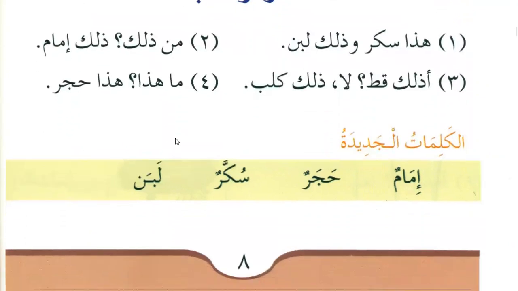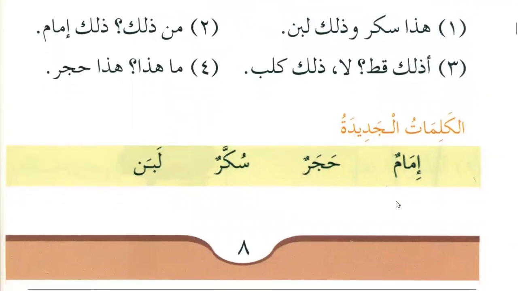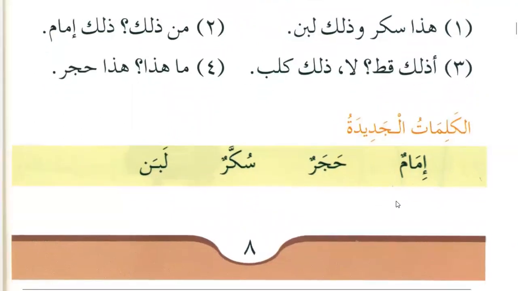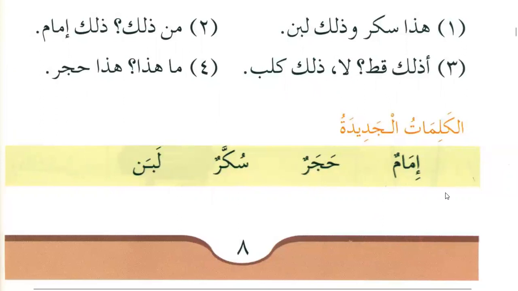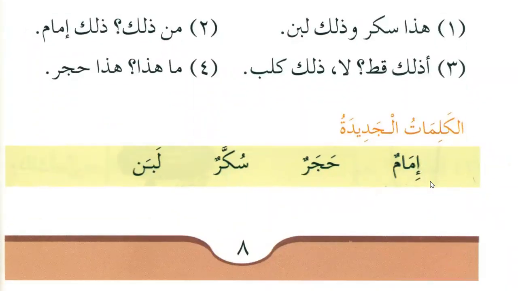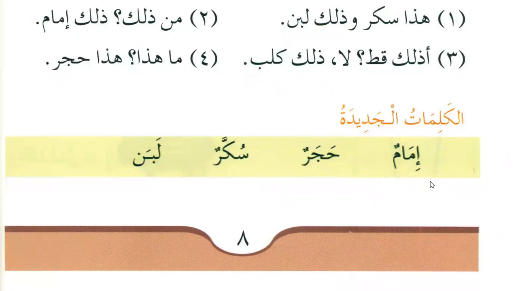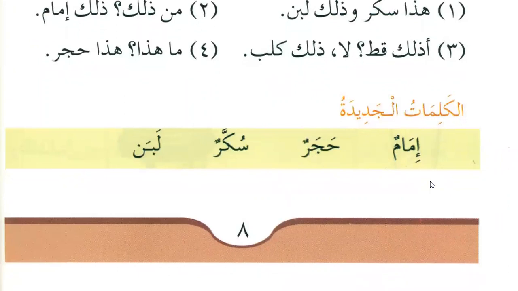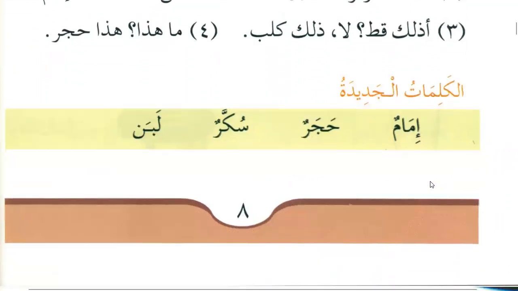Al-Kalimat al-Jadida, new words. Imam is an imam. Hajar is a stone. Sukkar is sugar. And laban is milk.